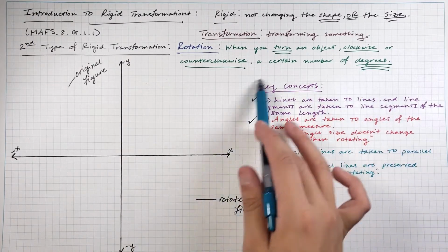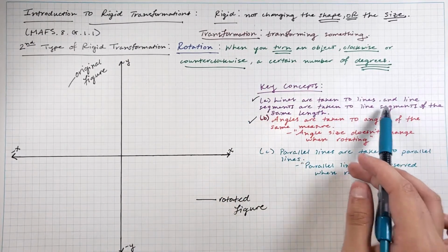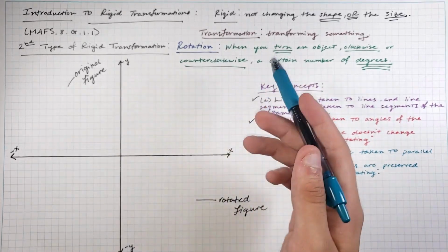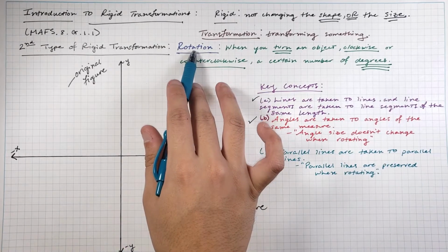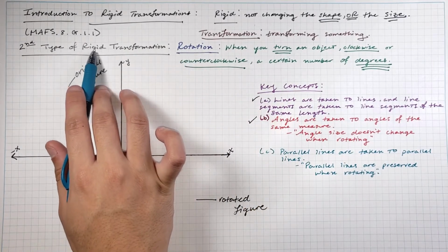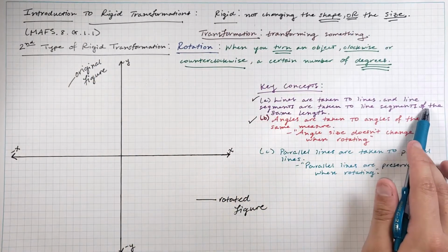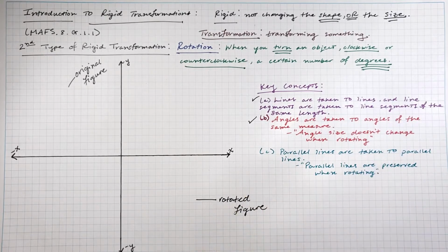Now what's important again are the key concepts. Lines are taken to lines. The same concepts that held for translations also hold for rotations, because rotations are another form of rigid transformation that preserve line segments, the length of the line, and it preserves angle measure, and it preserves parallel lines.